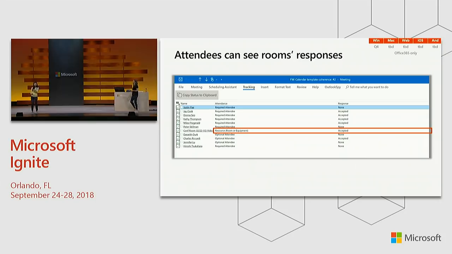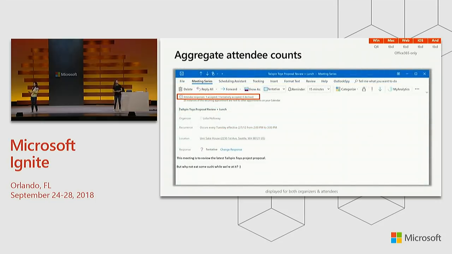Yeah, so this is coming first to Outlook for Windows, but we're looking at how to bring that out to the other Outlook clients as well. Another improvement that will be coming in the same update is that we'll be showing aggregated attendee counts for attendees as well as for organizers. So if you open a meeting as an organizer, you've always seen the summary of how many people have accepted and declined and so forth. But now we'll be showing that same view to attendees as well.